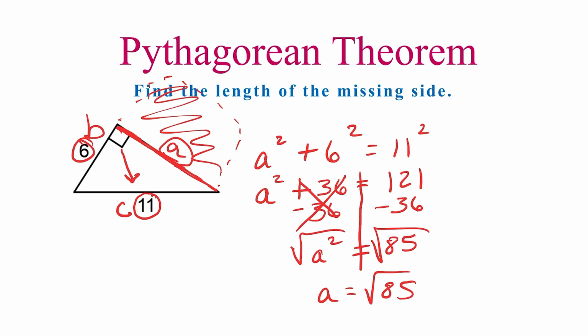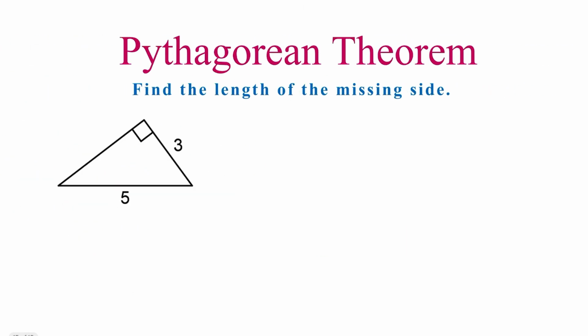So let's do square root of 85 and see what it gives us as a decimal. It's 9.2. So this side is 6. The hypotenuse is 11. So our side should be smaller than the hypotenuse, right? And 9.2, that looks about right. It looks longer than this one, but shorter than that one. So it looks good. All right, on this one, C is 5.